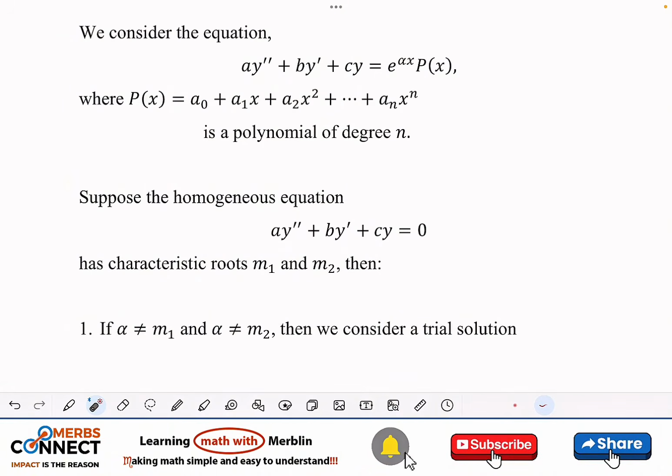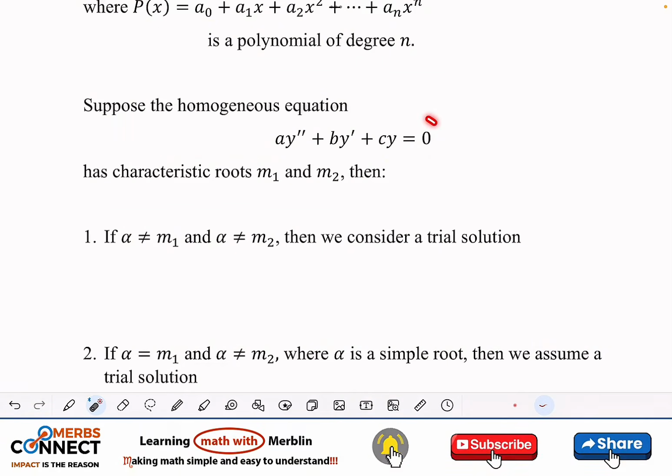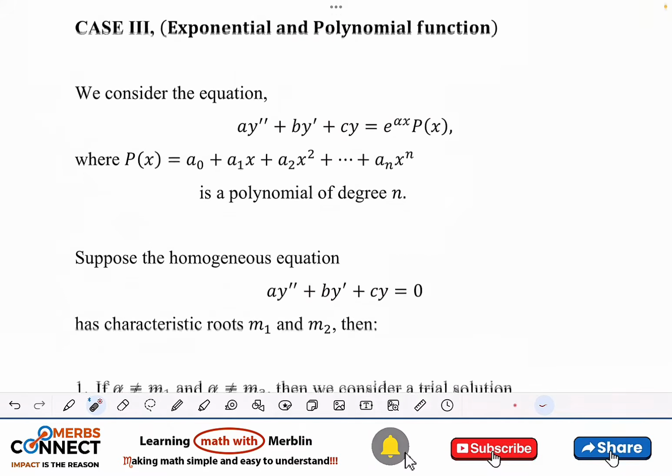So the same thing that we are going to go through, we solve the homogeneous aspect. We compare m1 and m2 to the alpha.